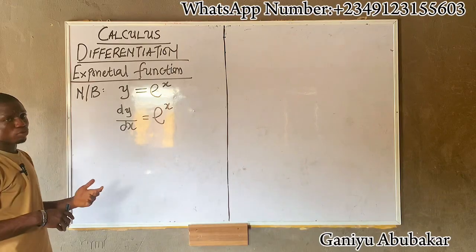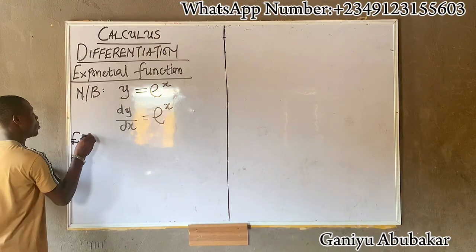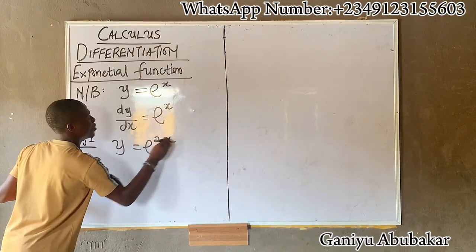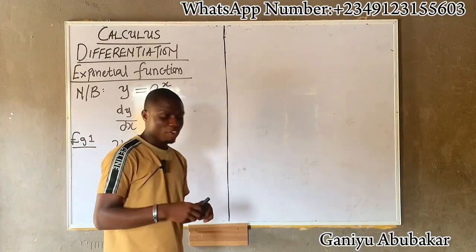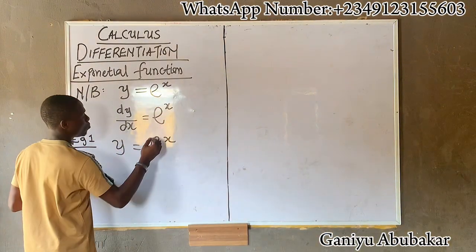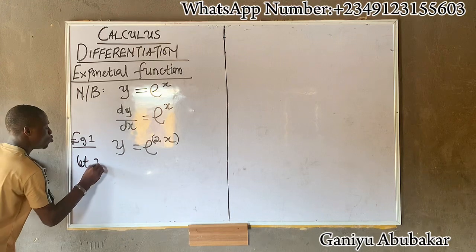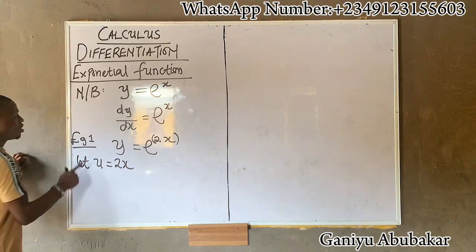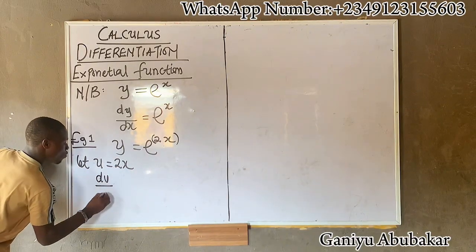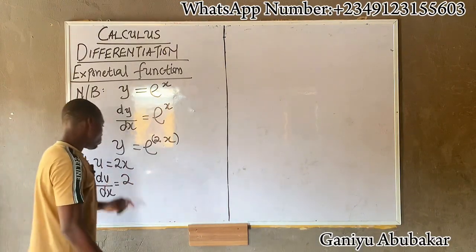All right, let's take a few examples on this. Let's differentiate y is equal to exponential 2x. How do you differentiate this? The very first task is that you call the term in brackets u. So let u equal 2x. Differentiate u with respect to x, I'll have du over dx as being equal to just 2. If I differentiate 2x, I'll have 2. So I'm done with this.